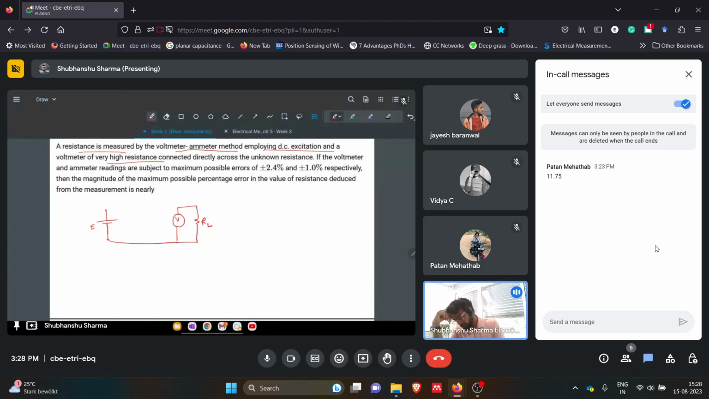The question goes on: if the voltmeter and the ammeter readings are subject to maximum possible error. We have an ammeter here, and since the voltmeter has a very high value, we can assume it has no resistance of its own. So we can connect the ammeter either here or here. It will not create any issues because we are talking about an ideal situation. But if the resistance of the voltmeter had some known numerical value instead of infinite, then both configurations would have different readings.